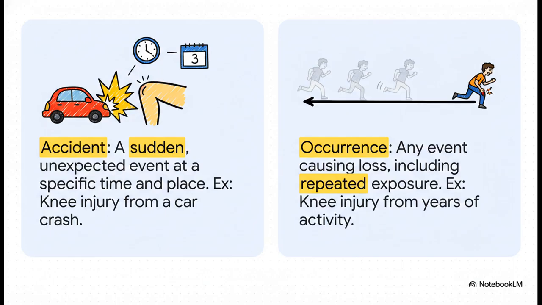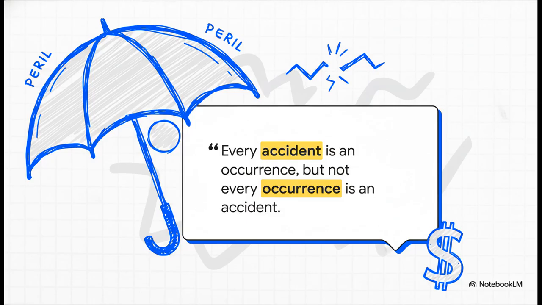There wasn't one single uh-oh moment. So here's the key takeaway, and it's a big one. Occurrences is the bigger umbrella term. And why does this matter so much? Because if your insurance policy covers occurrences, you are way more protected than if it only covers accidents. It's a really important detail to look for.